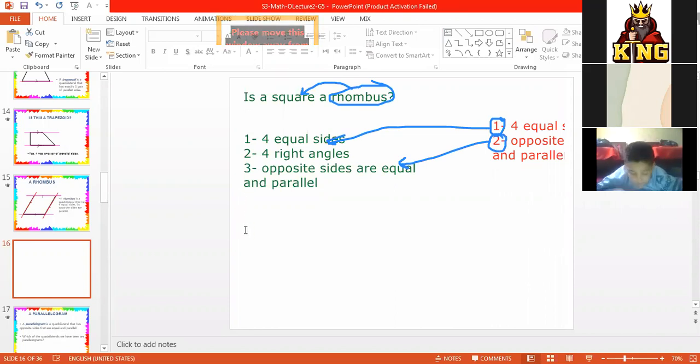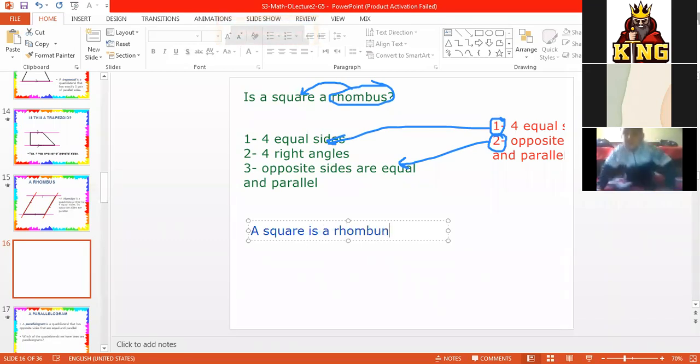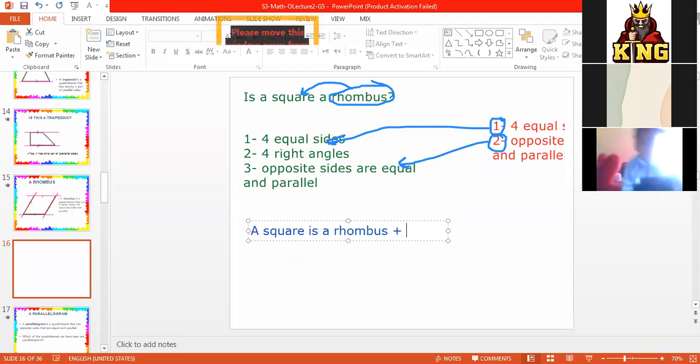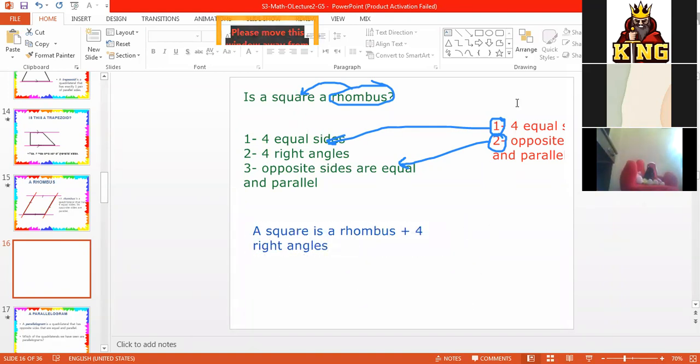Look what I'm going to write. A square is a rhombus plus rectangle, plus 4 right angles. Bravo. If you add 4 right angles to the rhombus, it's going to be a square.